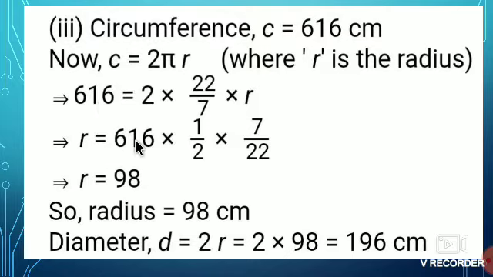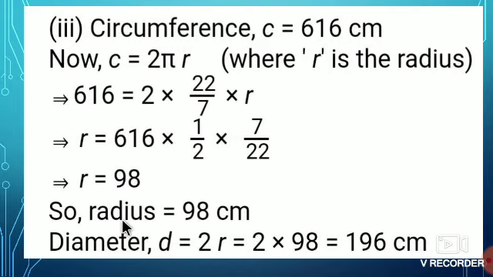Write this 616 and the reciprocal of 2, 2 upon 1. Reciprocal of it is 1 upon 2. And the reciprocal of 22 upon 7 will be 7 upon 22. Like this you have to write, or you can write like this, 616 multiplied by 7 divided by 22. Same. Then after calculating you will get here 98.